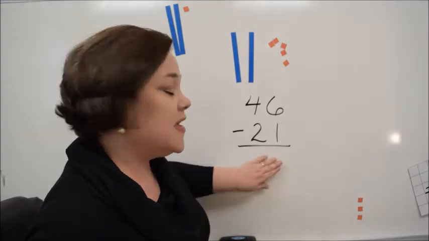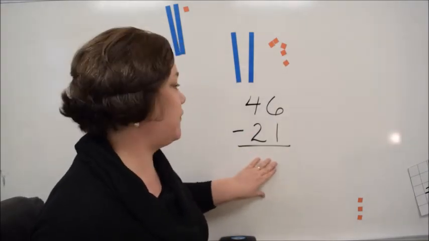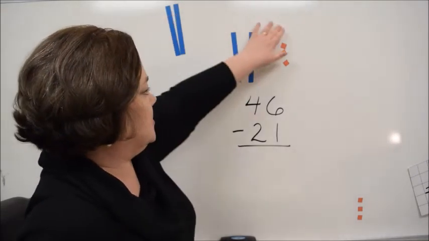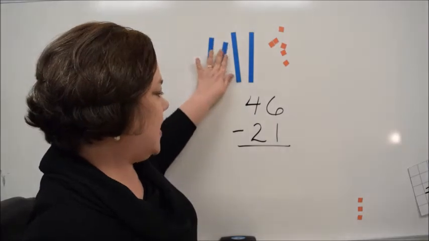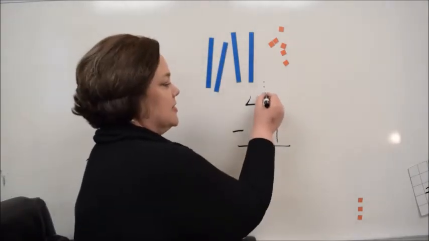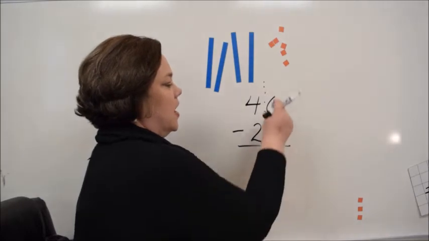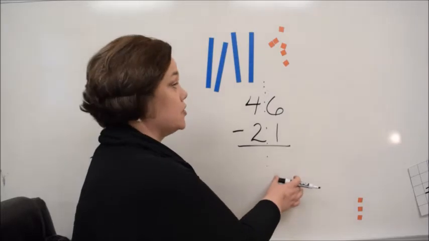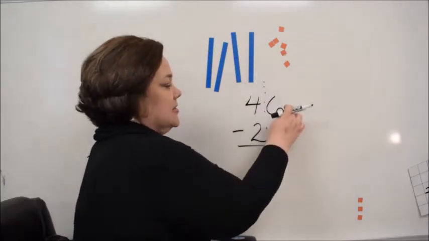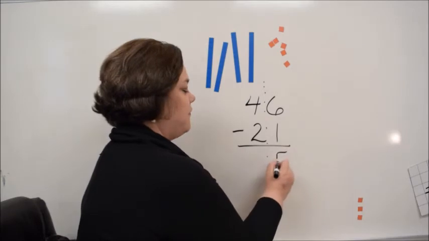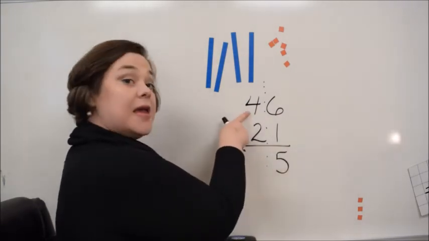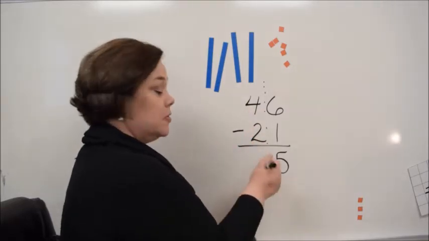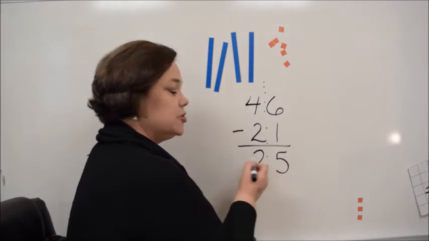We call the answer for subtraction the difference. But let's pretend that we're not going to take that right away. Let's go ahead and start with the right because that's the right way in math. So I'm making sure that I'm taking care of my ones first. Here's my 6. 6 minus 1 equals 5. Then over here, I have 4. 4 minus 2 equals 2.